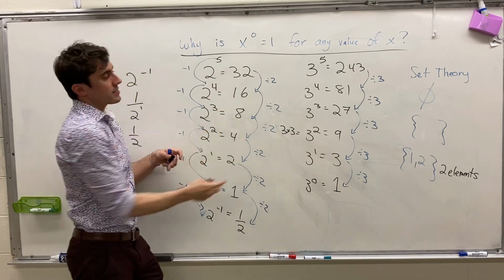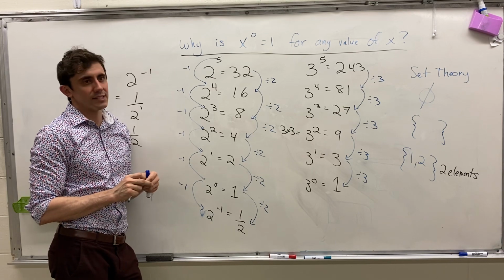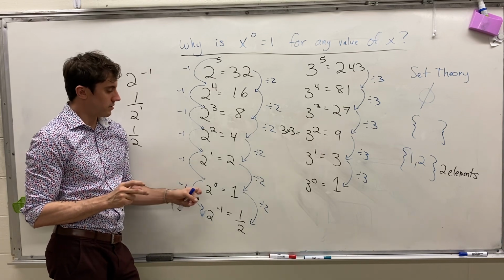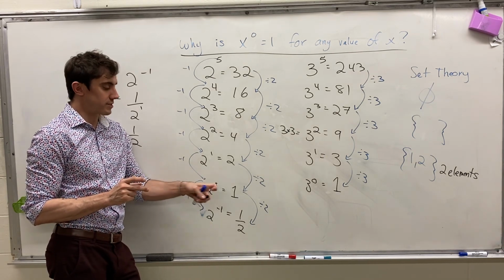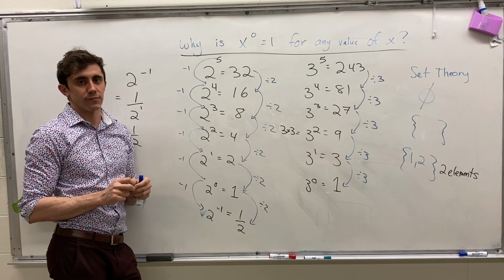But in any case, hopefully this gives you a reasonable idea as to why any number base to the power of 0 produces a value of 1, okay?